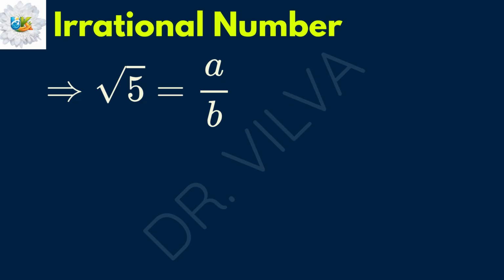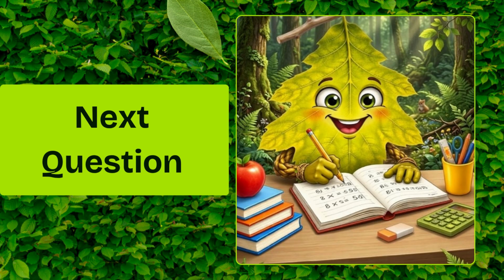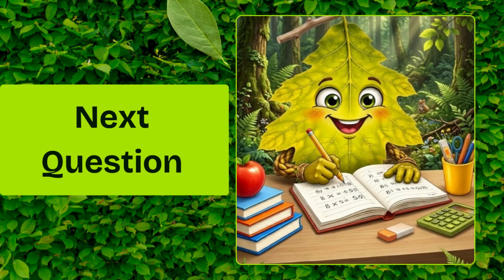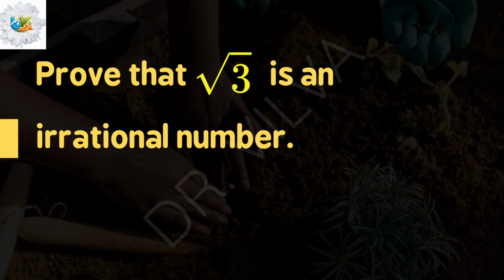Our next question also asks us to prove square root 2 is an irrational number. Similarly, other questions on your previous exam papers are asking to prove that square root 3 is irrational or square root 5 is irrational. These all follow that very same logical pattern.